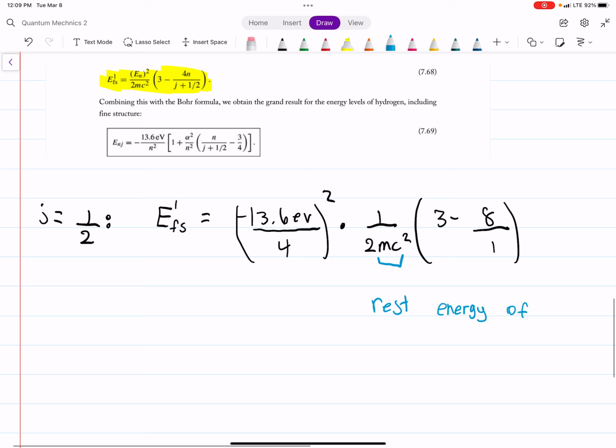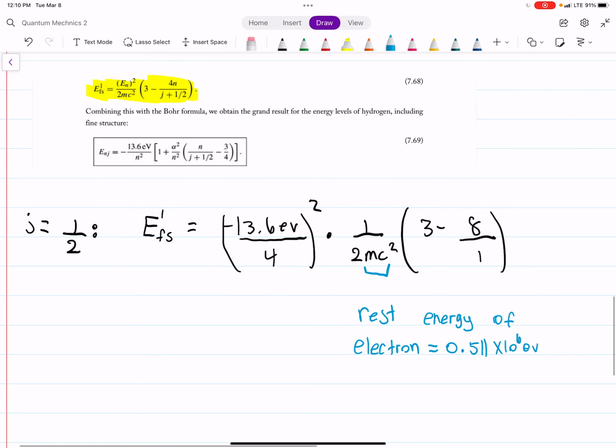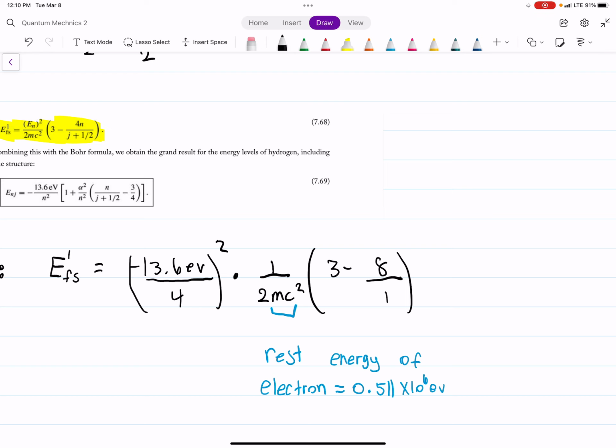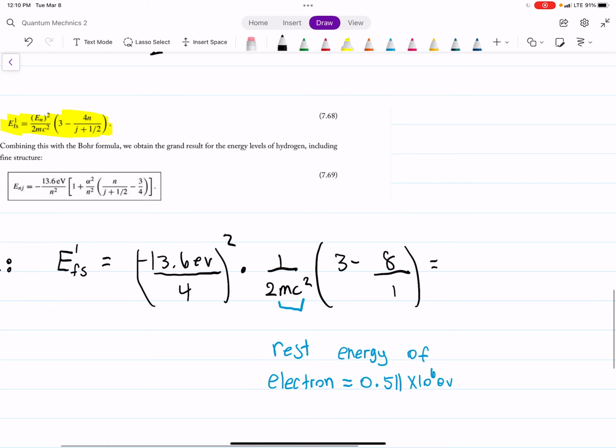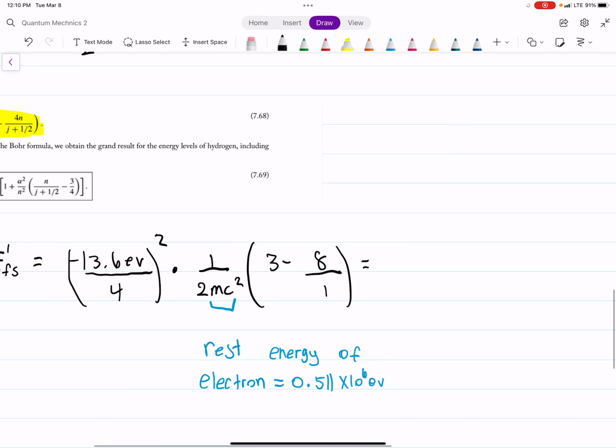Rest energy of the electron, because that's what we're interested in, which for that is 0.511 times 10 to the 6 electron volts. Okay. So that's good because we have electron volts squared in the numerator, so we'll be left with just electron volts, which is what we want. So just plug this into a calculator. Make sure you multiply the rest mass energy by 2. And when you do that, you should get a minus 5.66 times 10 to the negative 5 electron volts.